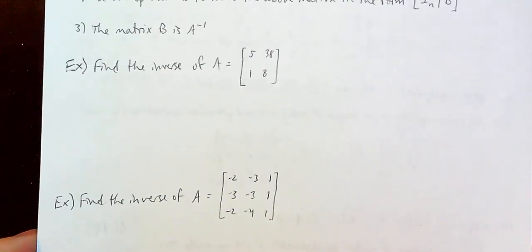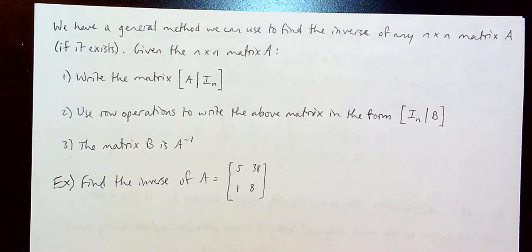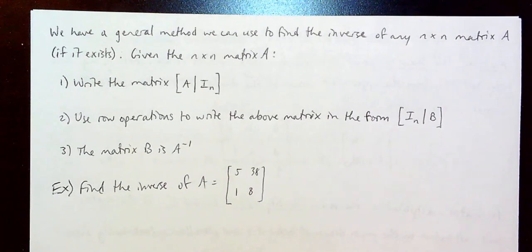So what sort of method do we have that we can use to figure out the inverse of any n by n matrix A, that is, if the matrix has an inverse. We are going to learn in our next video when a matrix has an inverse or not. So here's a general method that we can use to find the inverse of any size matrix, really. But again, we're going to focus on 2x2s and 3x3s.